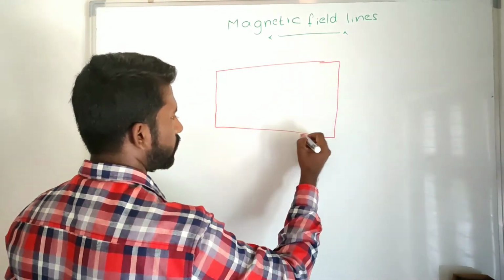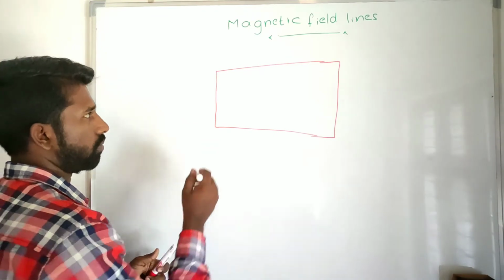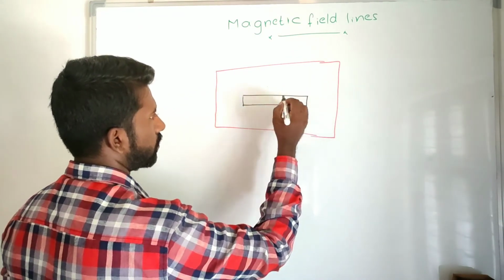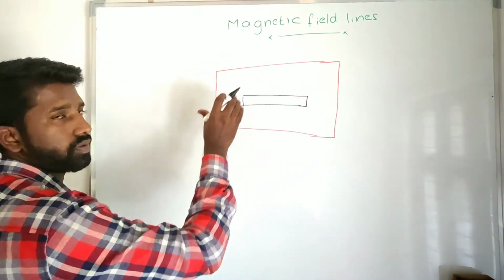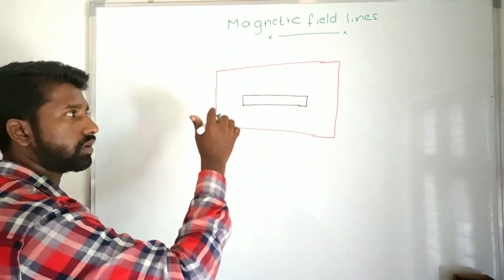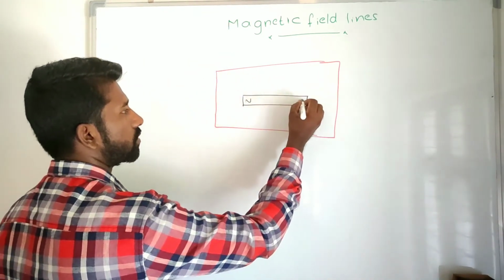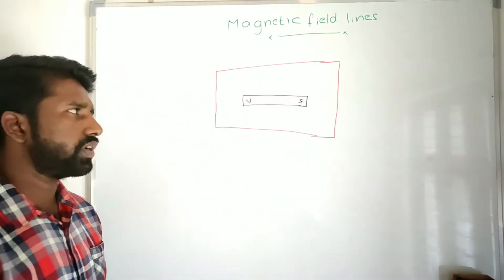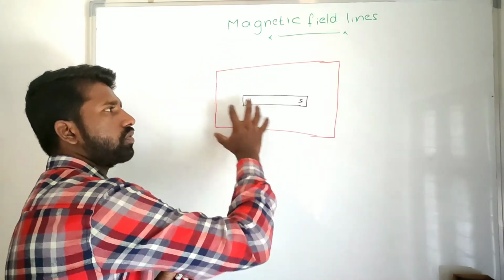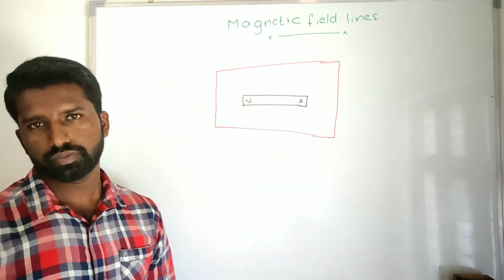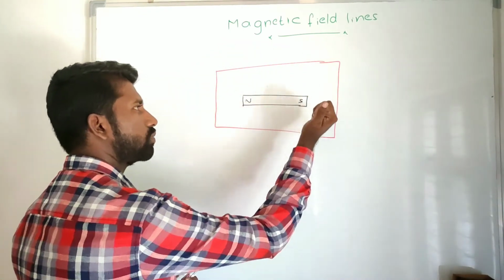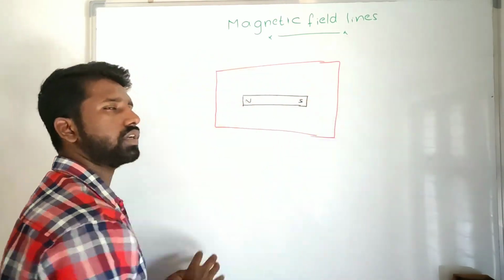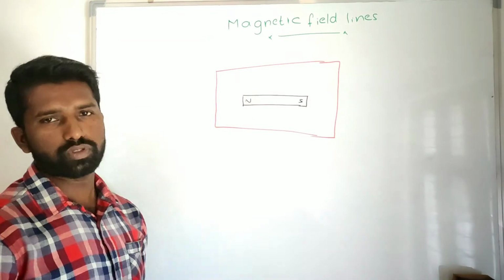This is a cardboard. The magnet is placed like this. It is not over it; the cardboard is over the bar magnet. To understand that, I am drawing this. Spread some iron powder over the cardboard and give it a small shake, like you just try to shake the cardboard.